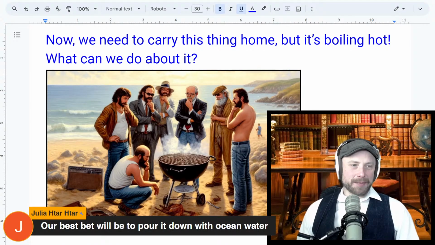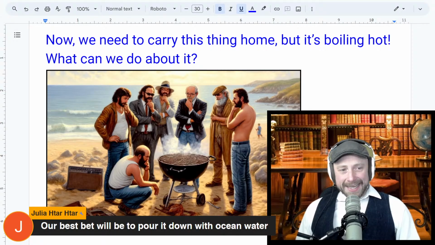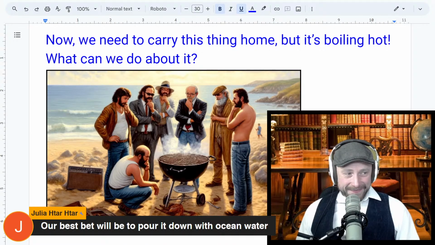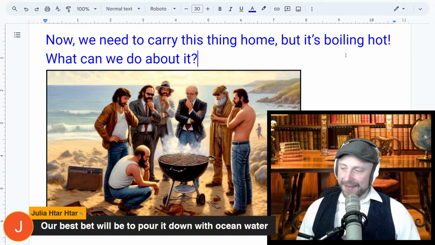Very good. Julia says, our best bet was to pour it down with ocean water. So, interesting suggestions. Now, we did something like that. It was a little bit different, actually. What we did is we kicked the barbecue into the sea, and then we had to get the barbecue out of the freezing cold water. And my friend Rob, the electrician, did that.